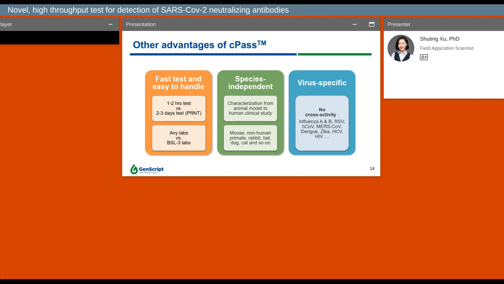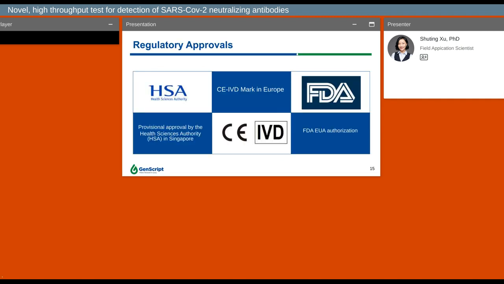And very important, the cPass kit is virus specific. There is 100% no cross reaction, especially with influenza A and B. As we all know, influenza has quite similar symptoms to COVID-19, so to distinguish them with a simple antigen test is also important and crucial for the kit, and cPass can offer you that.